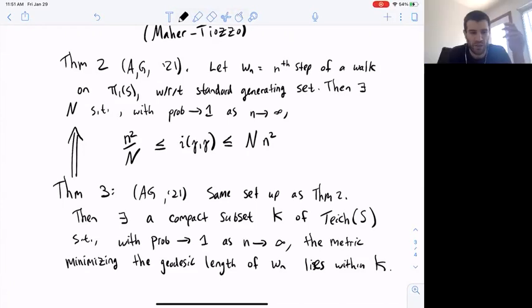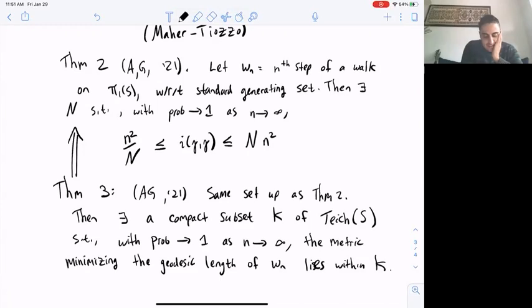A particularly unimaginative question: how does theorem 2 follow from theorem 3? Sure. So the idea here is, one of these two bounds in theorem 2 is kind of immediate, and it's this one.